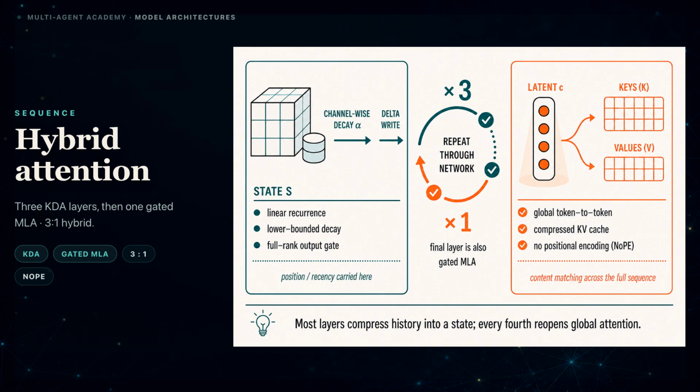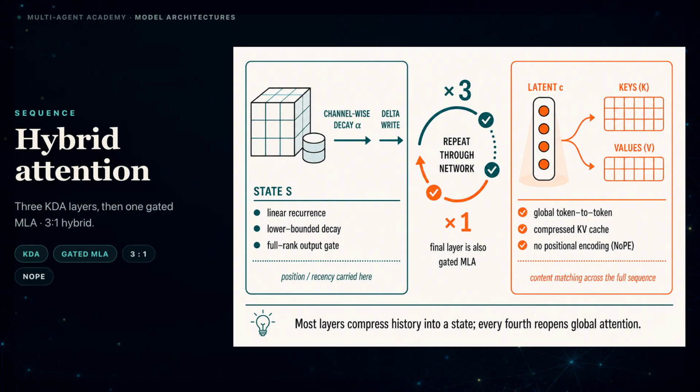Start with the sequence axis. Kimi 3 does not use the same attention recipe in every layer. It repeats a 3-to-1 pattern, 3 Kimi Delta Attention layers, or KDA layers, followed by 1 gated multi-head latent attention layer. Within each KDA layer, a fixed-size recurrent state replaces a sequence-growing key-value cache. A channel-wise retention factor first controls what remains from the previous state. A delta rule update then writes the current key and value information. This gives the recurrent path a direct way to represent order and recency.